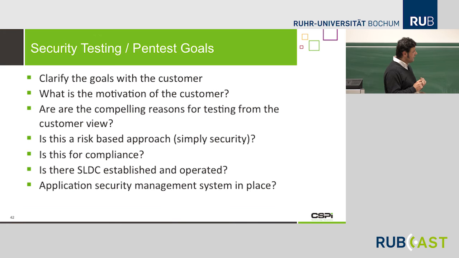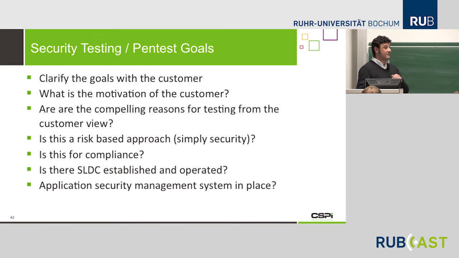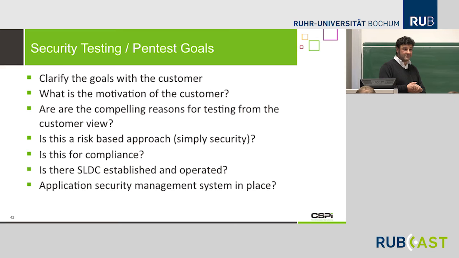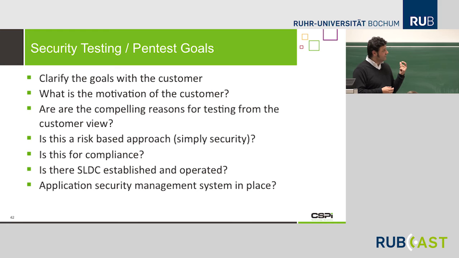Because if the customer gets an offer, we do the testing in 3 days, and the other company says we do testing in 10 days, be very clear what their intention is. Otherwise, you will be kicked out because you say we need 10 days. So therefore, it's very important that you have clear communication with the customer about the goal of the pen test.